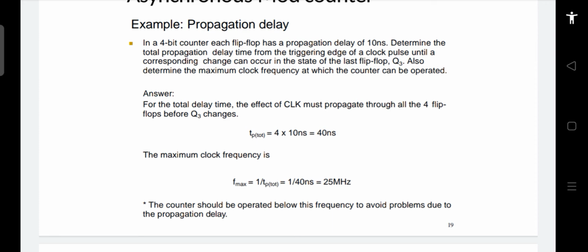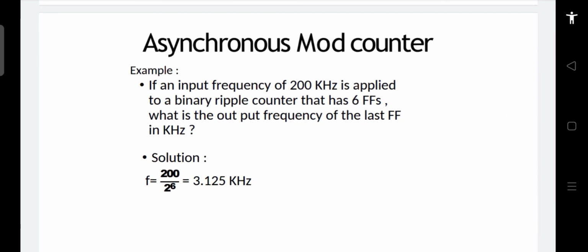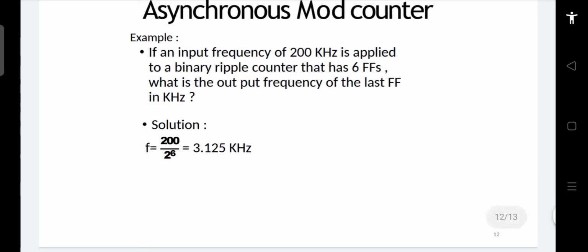Okay, so my point was only to explain with the help of this example. Now let's move to another example. The next question says that if an input frequency of 20 kilohertz is applied to a binary ripple counter that has 6 flip-flops, what is the output frequency of the last flip-flop?